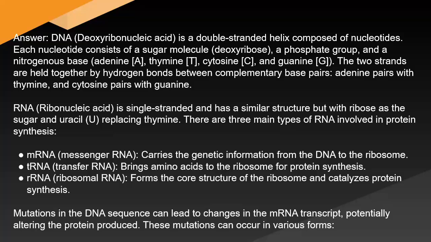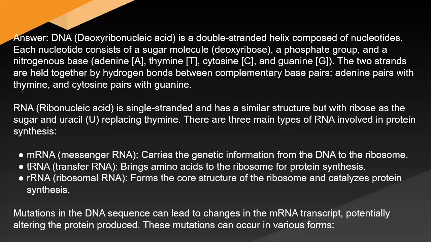Answer: DNA, deoxyribonucleic acid, is a double-stranded helix composed of nucleotides. Each nucleotide consists of a sugar molecule, deoxyribose, a phosphate group, and a nitrogenous base: adenine (A), thymine (T), cytosine (C), and guanine (G). The two strands are held together by hydrogen bonds between complementary base pairs. Adenine pairs with thymine and cytosine pairs with guanine.